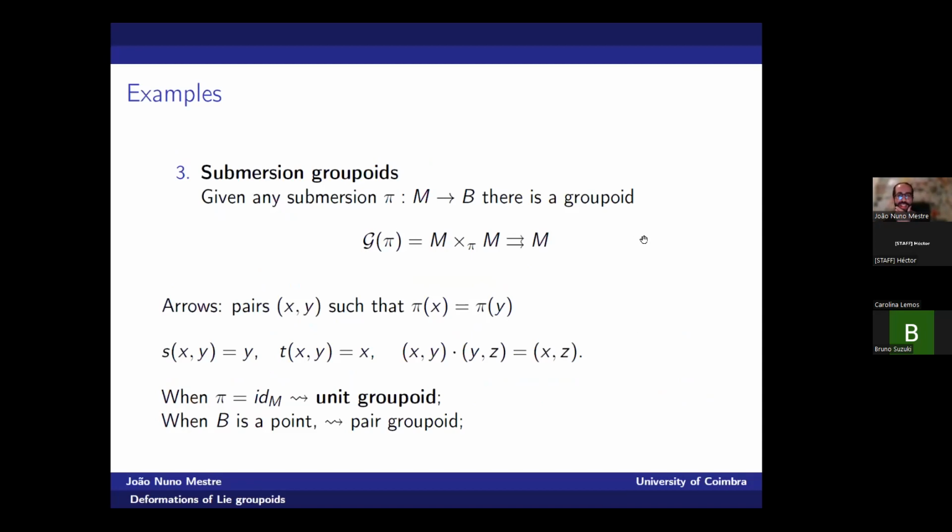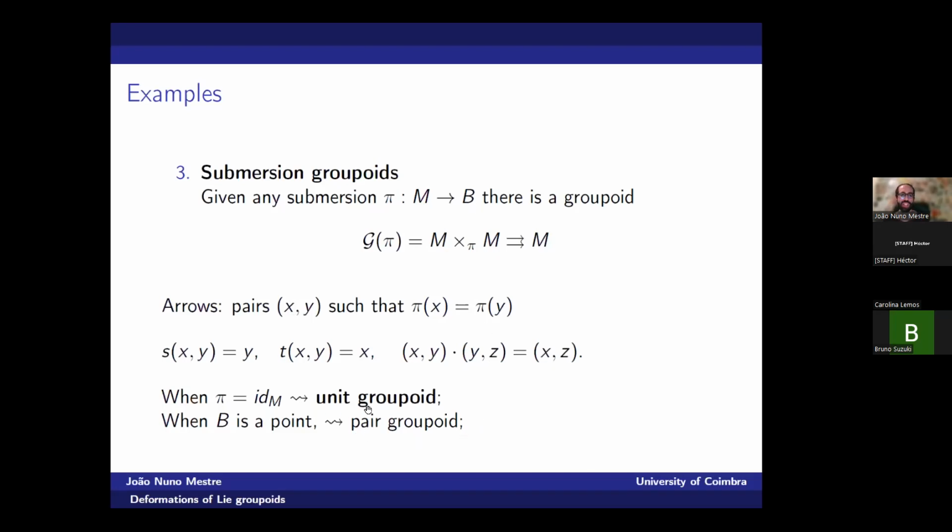So some more interesting examples could be, if we want to study a submersion, we can codify it in terms of the following groupoid. We take as objects of my groupoid just the points of the domain of the submersion. So the submersion goes from M to B. And I take as objects the points of M, and as arrows, pairs of points in M, just like for the pair groupoid, but now I only take them if they are in the same fiber of the submersion. And the rest of the structure is just like for the pair groupoid. So in particular, if it was a submersion onto a point, I would just recover the pair groupoid.